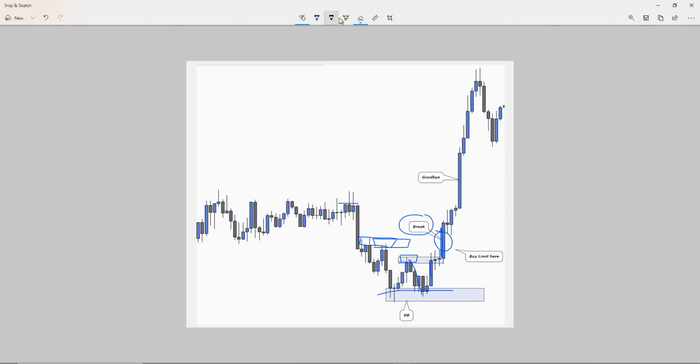Then what the market does, come on, erase all. What the market does is it stays above, it prints this candle as well, and we have our order right now. We have our order in this area. We have our buy limit right there. But the market just continues. And you can see, goodbye.